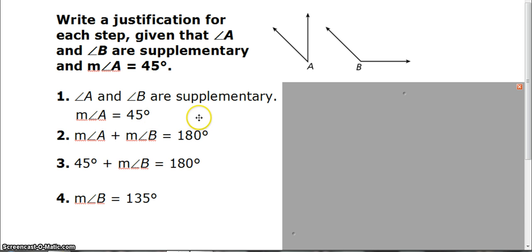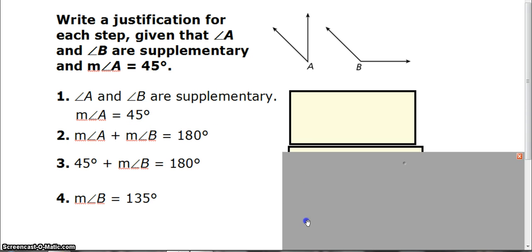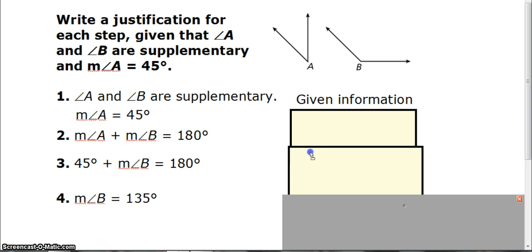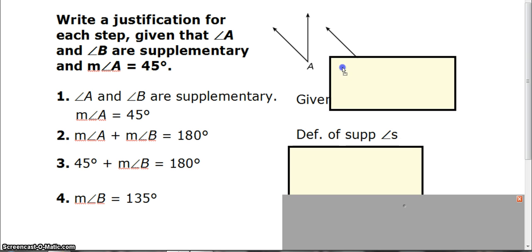You'll recall from yesterday that the first step is typically what has been given to you in the problem, and this all was given. So we would just say given information. The next step, we see measure of angle A plus the measure of angle B equals 180. So what description would justify this? Supplementary, 180, angle A and angle B. Yep, you got it. That is the definition of supplementary angles.